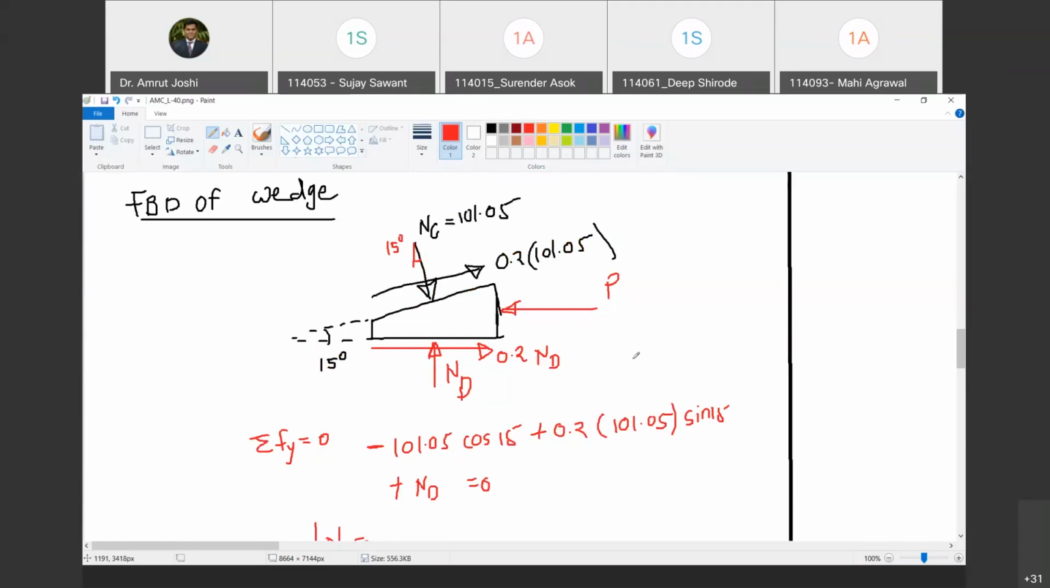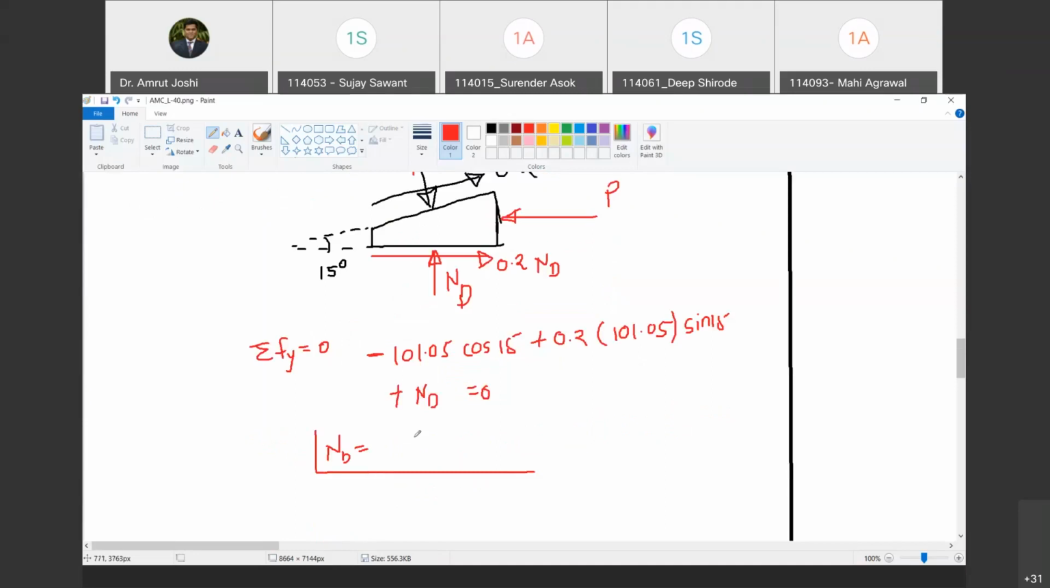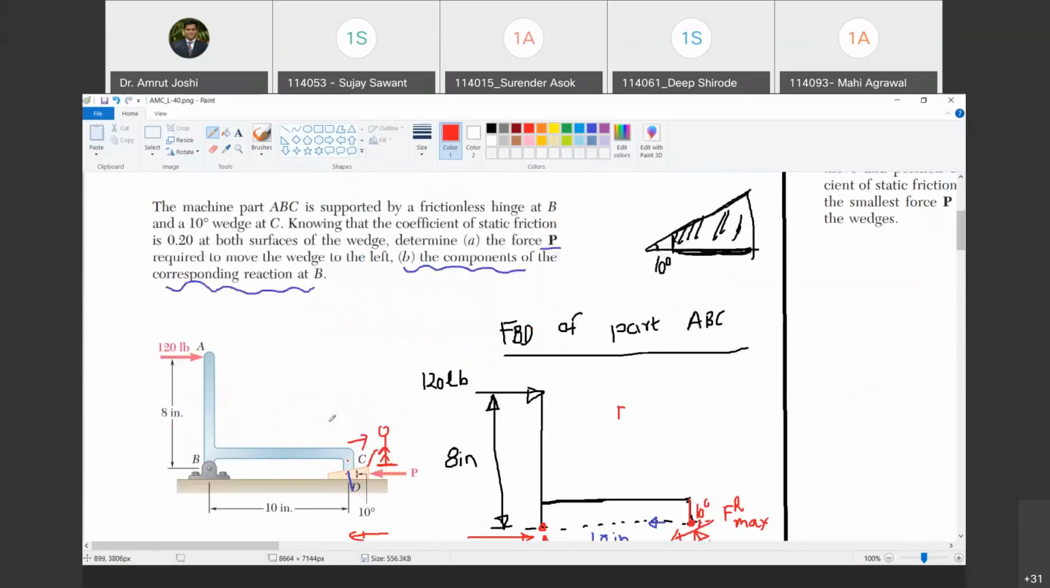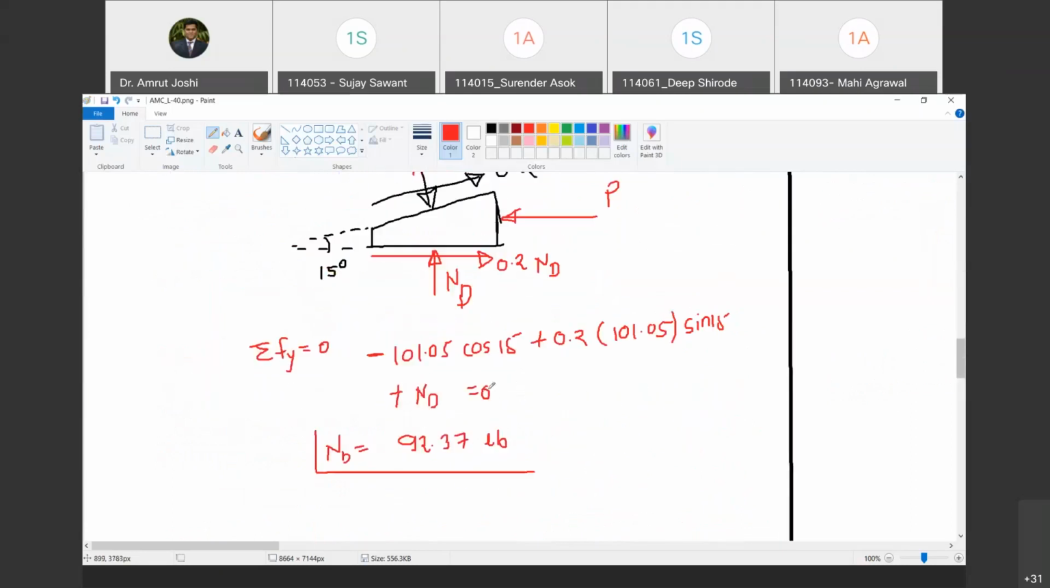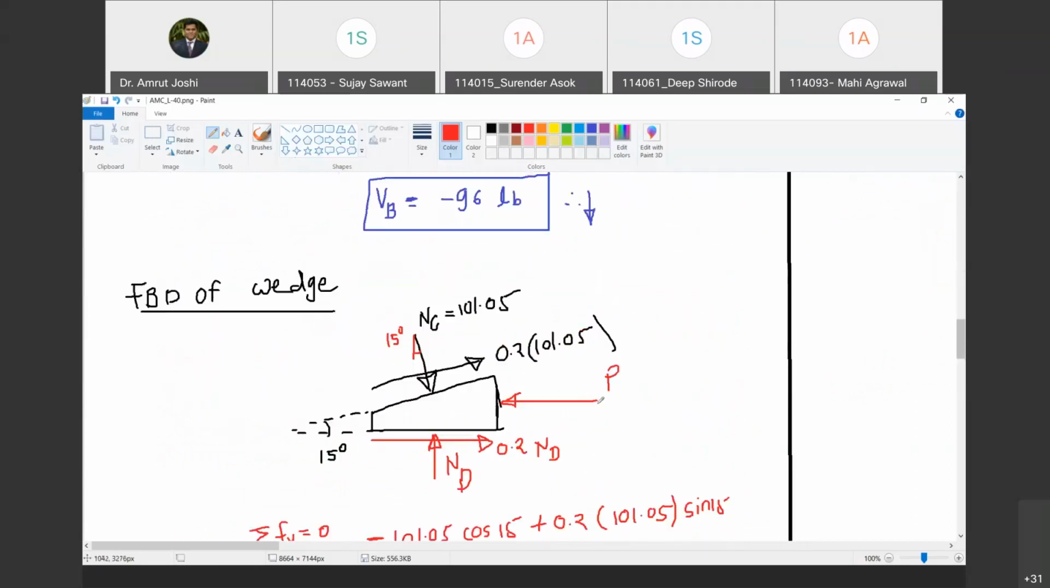Sir, 92.37. I hope all the calculations are correct. 92.37 pounds. Happy? Yes. Everything is in pounds. Therefore, I will write it as 92.37 pounds. Now, we need to find out the value of P at which the wedge is about to start moving in.